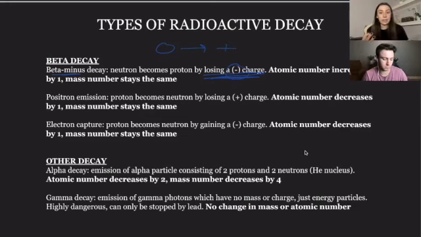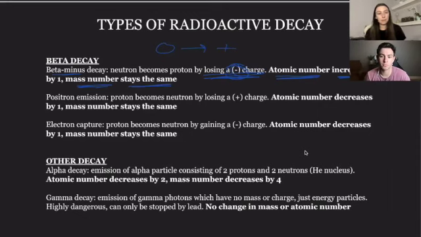So think about it, guys. If I'm gaining a proton because a neutron's becoming a proton, my atomic number, which is my amount of protons, is going to increase by 1. But the mass number, because I lost a negative charge, but remember that the negative charges are so small that they really don't contribute to the mass at all. So the mass number is going to stay the same.